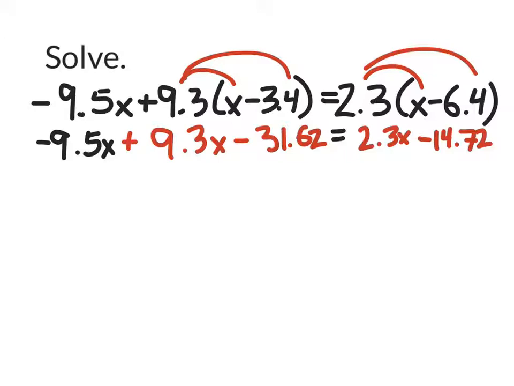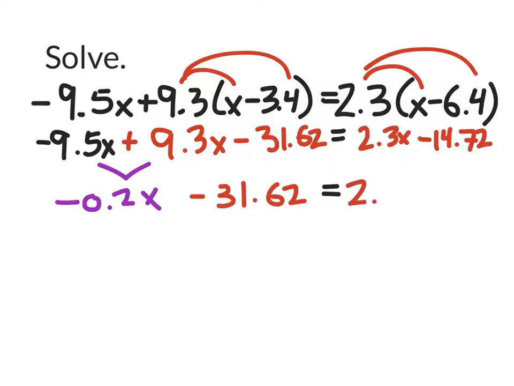Now at this point, if you wanted to eliminate the decimals, you could by scaling all of the terms. But I don't really like that method, and it tends to cause more mistakes than it should. So at this point, I'd say find any like terms to combine. Oh, there's some x's right there, right? So negative 9.5 x's plus 9.3 x's would be negative 0.2 x's. So we still got the rest of these terms, the negative 31.62, which equals 2.3x, and then the negative 14.72, right?